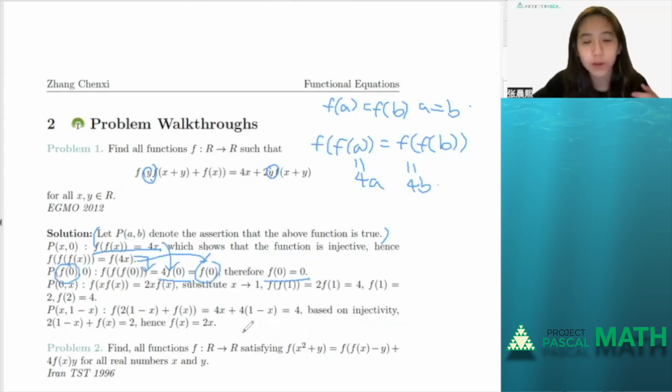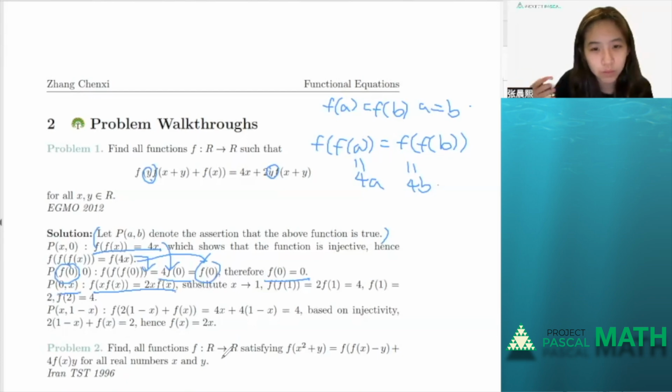Once you get f(0) equals 0, now you try the other substitution, which is 0 and x. Once you sub in f(0) equals 0, you get f(x), because here 0 is gone, here's x, and so this is equal to this. Now you want to make both sides look similar, so you sub in x equals 1, because in this case you can remove this here.